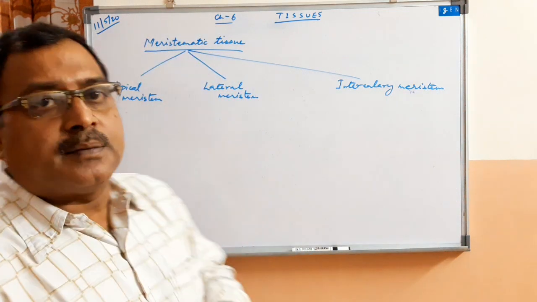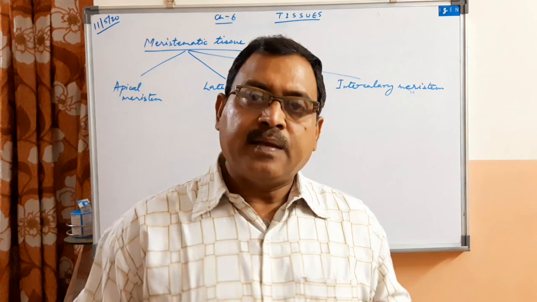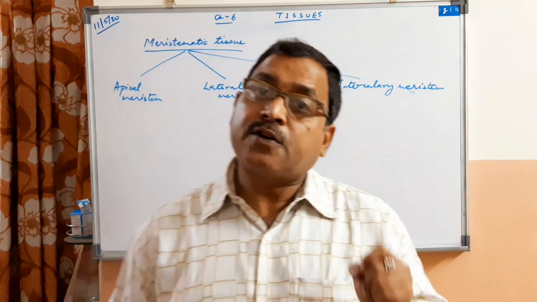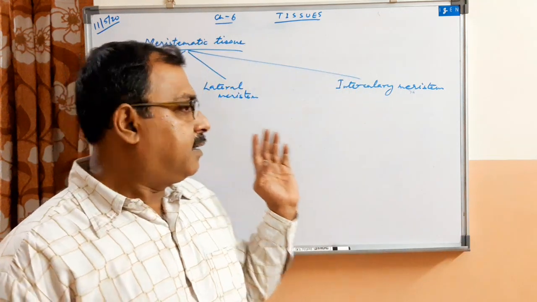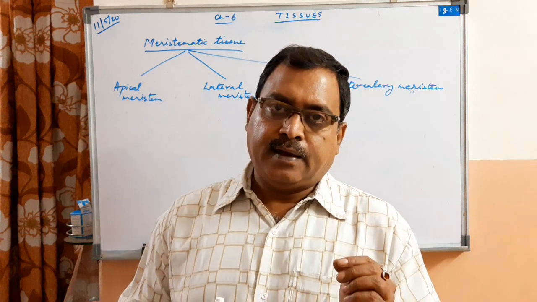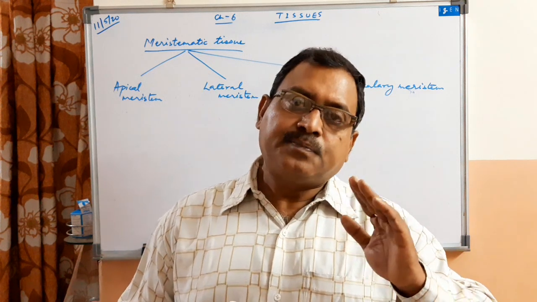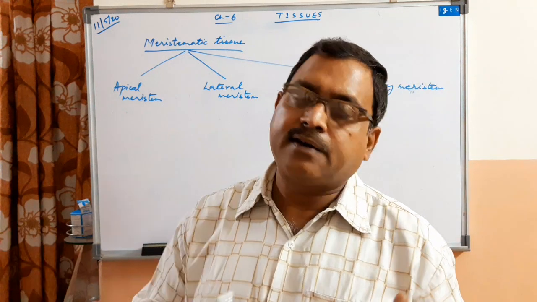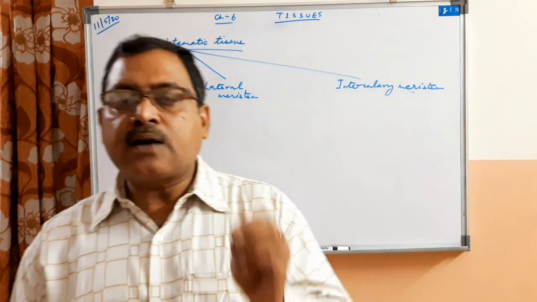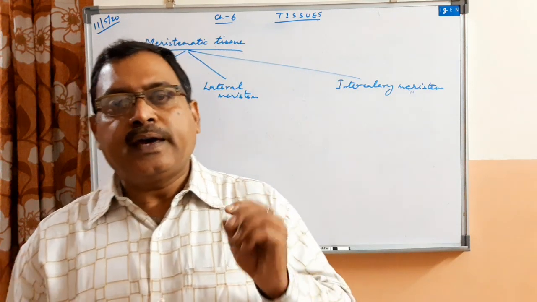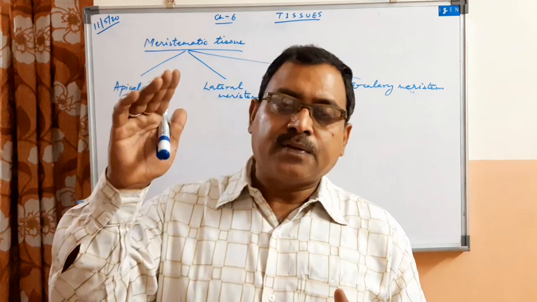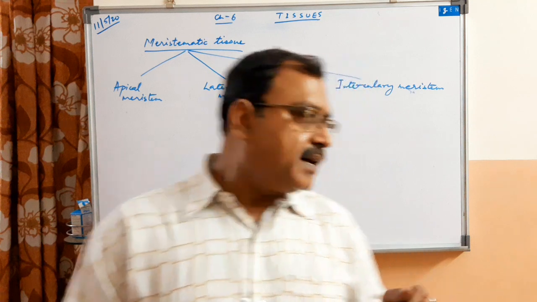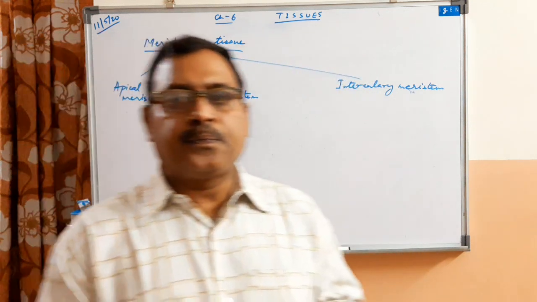Now, apical meristem is present at the apical parts of the plant. For example, the tip of the stem, the tip of the root, and as the cells divide, the plant grows in height as well as the roots become longer and longer under the ground. So the main function of apical meristem is to increase in length, whether it is of the stem or of the roots.